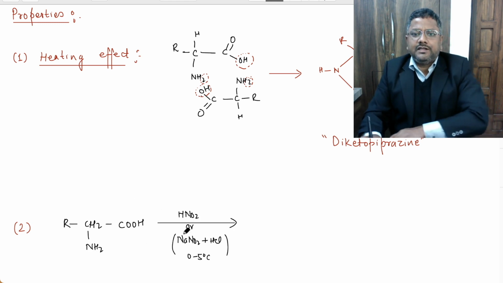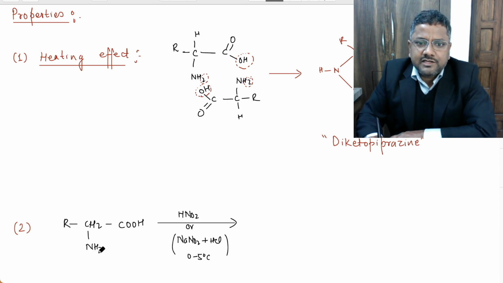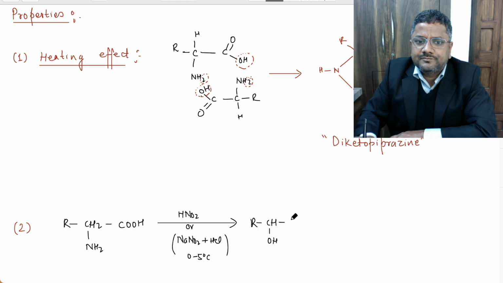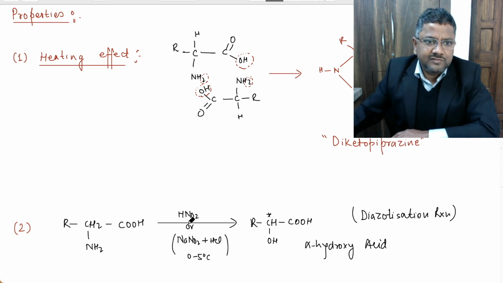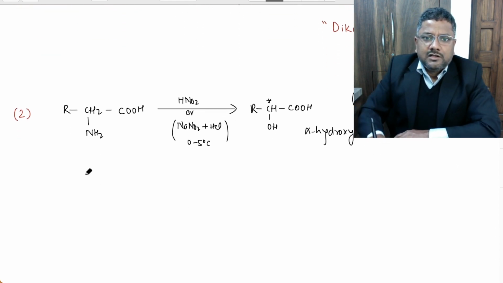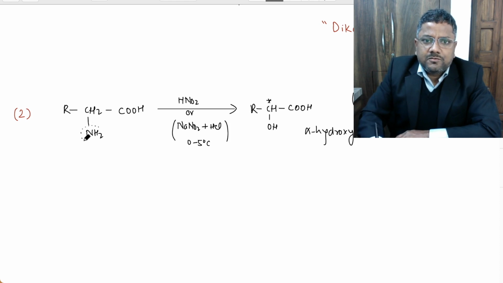If you heat this compound, you will get this NH2 into OH. So R, CHOH, COOH, alpha hydroxy acid, and this reaction is called diazotization reaction. Already we have discussed this in the reaction of this NH2 group. Remember.